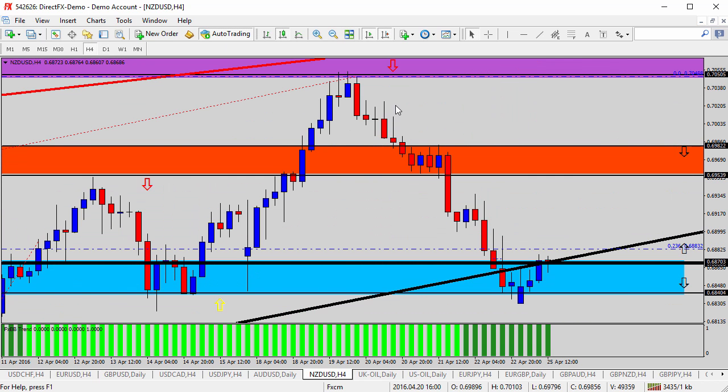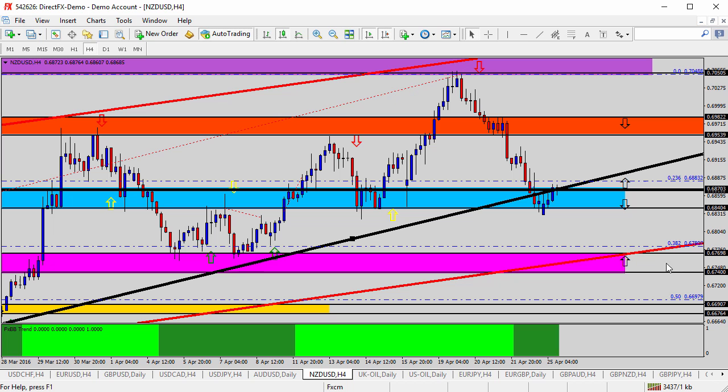Let's take it on down to the 4-hour time frame, and there we are, right there into that little blue zone. Look at the conflict here going on. Are the buyers going to take it back up? Are the sellers going to take it back down? I think a breakout of that blue shaded area will give us our confidence for at least the first part of this week on the New Zealand dollar.